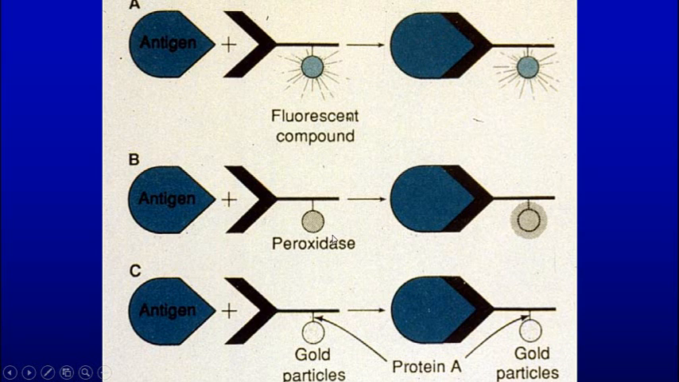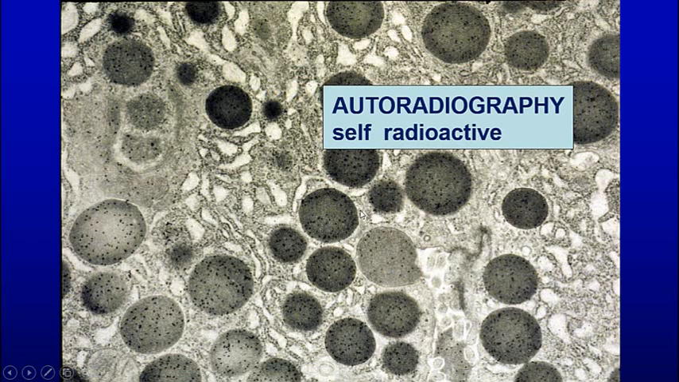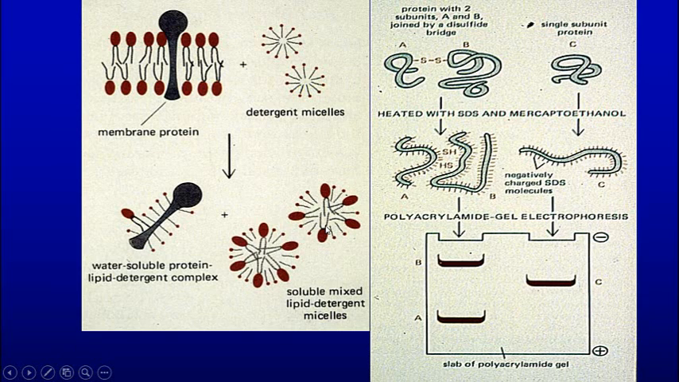For electron microscopy, you need something electron opaque, and so peroxidase makes a product that's opaque, electron opaque, and then also gold. So you can have gold of different sizes attached to the antibody, and the gold will show you where that antigen of interest is. You can amplify it by having antibodies against antibodies. Autoradiography is where you fed the cell some radioactive precursor, and then it's incorporated in its final product.